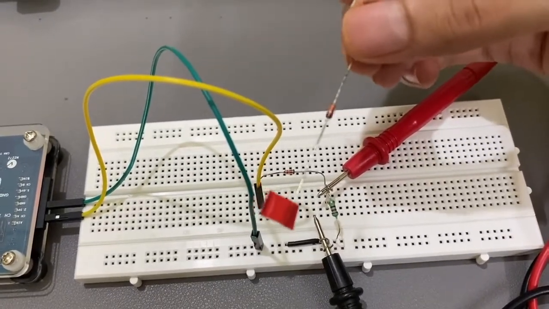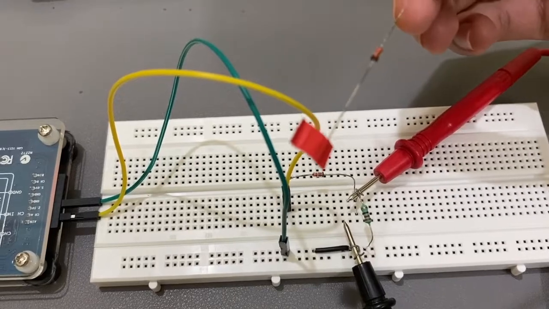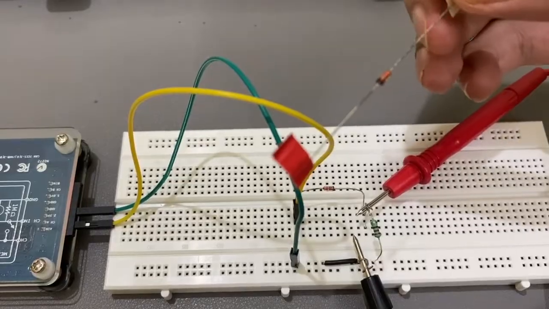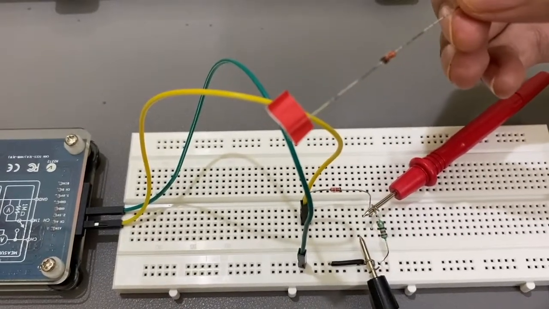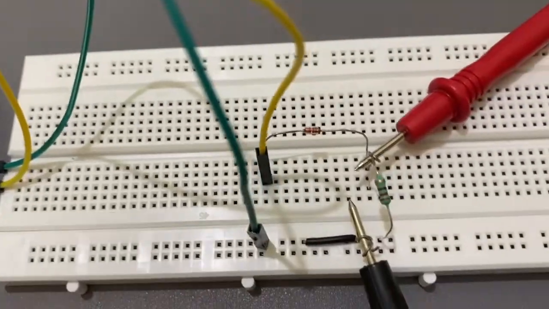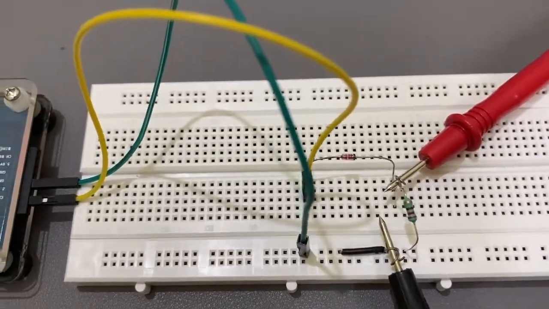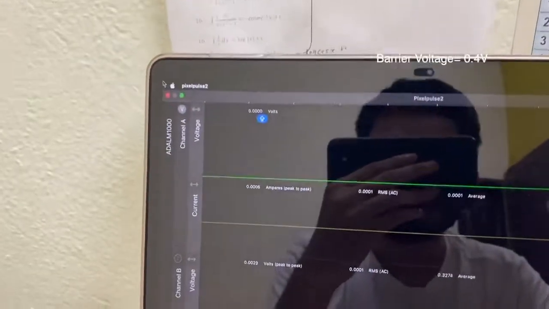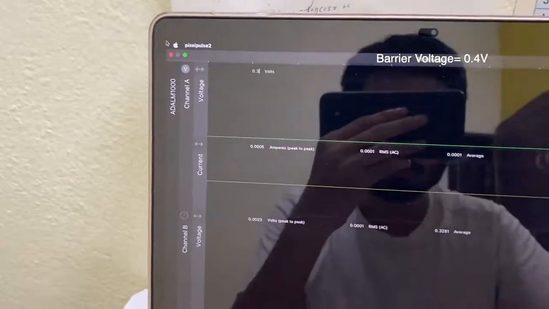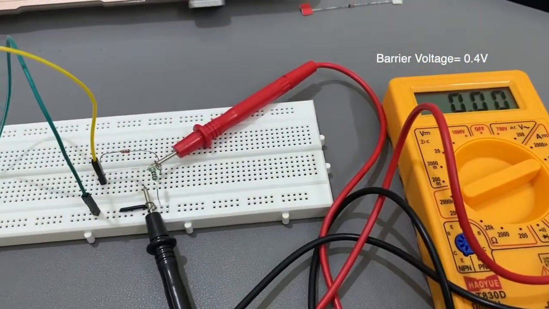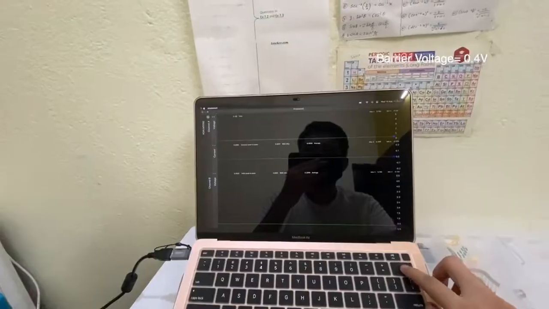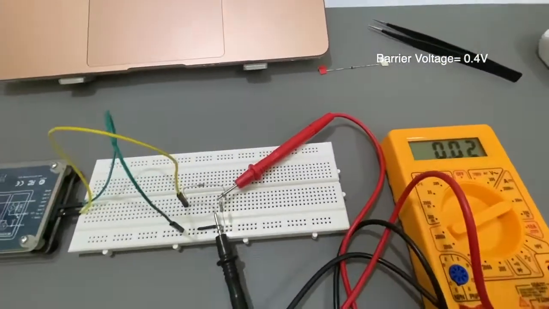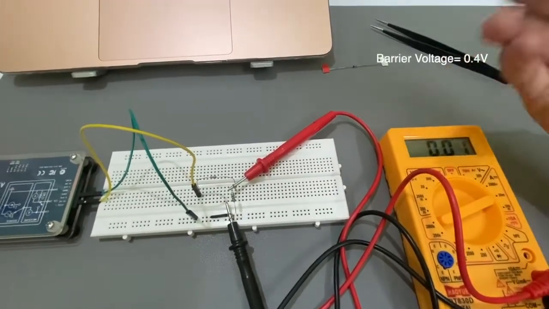Suppose the breakdown voltage of this Zener diode is 10 volt. If we apply an input voltage less than 10 volt in reverse bias, the Zener diode will not allow current to flow. But if we apply an input voltage greater than 10 volt in reverse bias, the Zener diode will allow current to flow in reverse bias. Here is my circuit, which is in forward bias condition. The barrier voltage of this Zener diode is 0.4 volt. If we apply a voltage less than 0.4 volt, suppose 0.3 volt, as you can see there is no current flowing through the Zener diode. But if we apply an input voltage greater than 0.4 volt, suppose 0.45 volt, current is flowing through the Zener diode because the input voltage is greater than the barrier voltage.